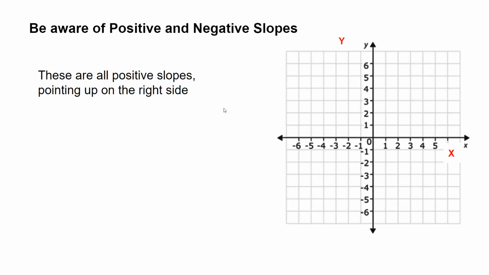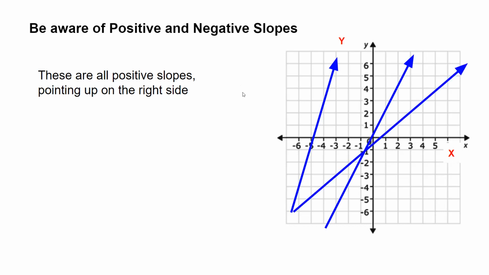Everything that I show is going to be a positive slope on this slide. That's a positive slope because the line is pointing up on the right-hand side. So is that. It doesn't matter where the line is positioned in the coordinate plane, as long as it is pointing up on the right-hand side, as in all of these examples, those are all positive slopes. So think about putting a big arrow on the right-hand side. If it's going up, that is a positive slope, even if it's going up just a little bit.